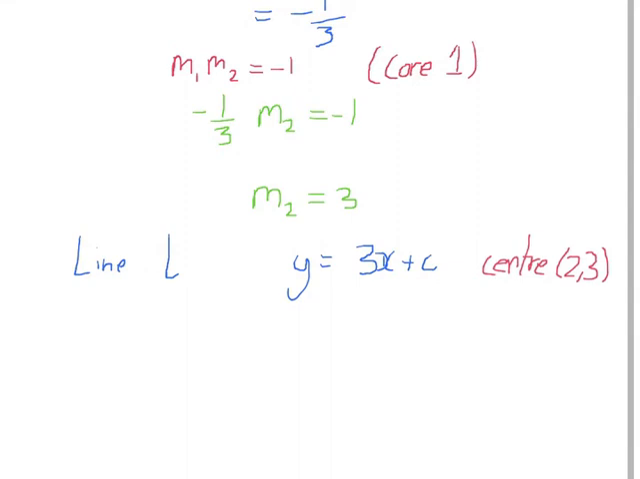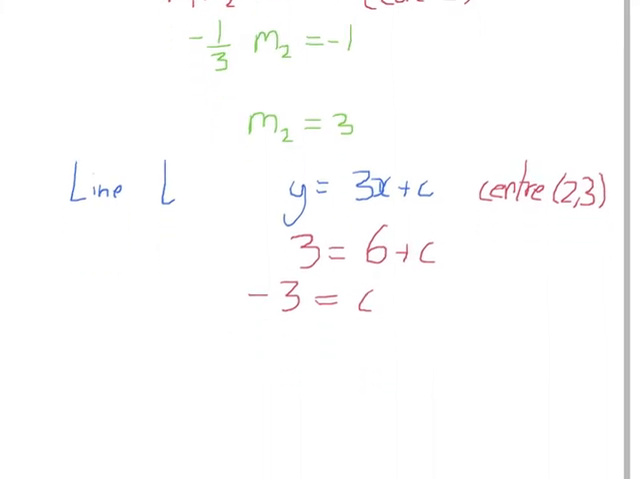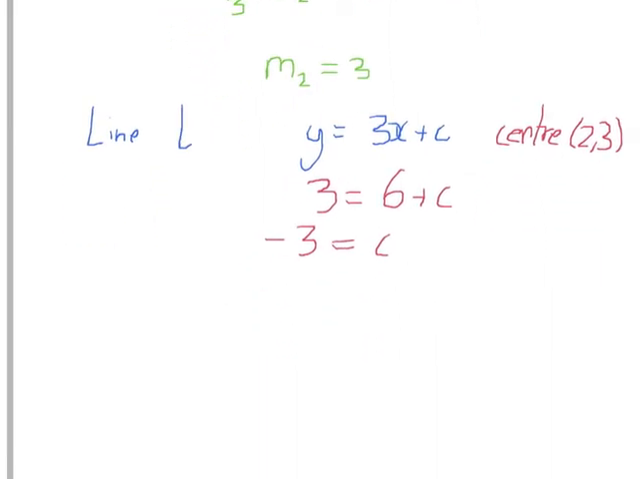So if we substitute 3 and 2 into this, we're going to have 3 is equal to 3 times 2, which is 6, plus c. So c is equal to minus 3. This therefore means that the equation of our line L is going to be y equals 3x minus 3.